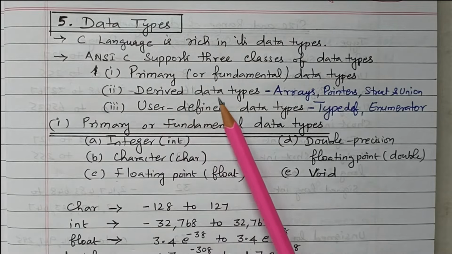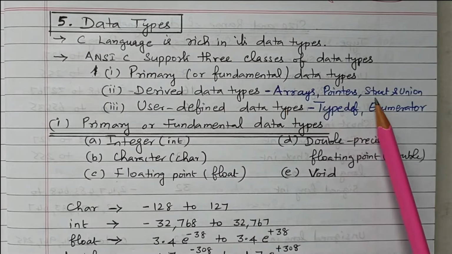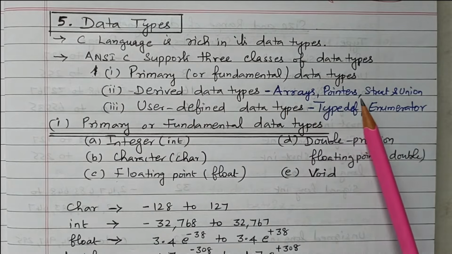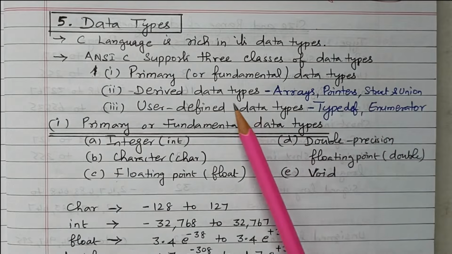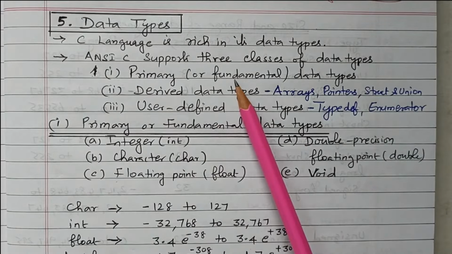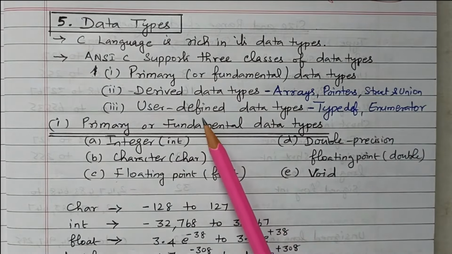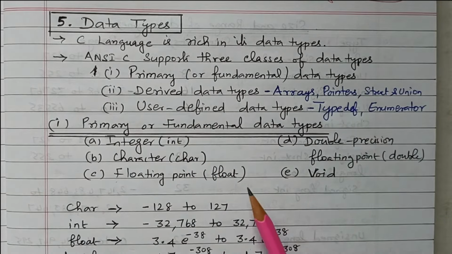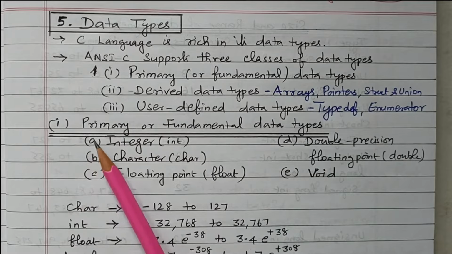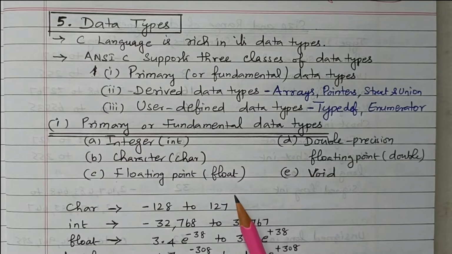The second one, derived data types, is the array, pointer, structure and union. These are all separate topics, available in separate videos also. In this video, we will discuss the primary or fundamental data type, the first one, and the third one, user defined data types, typedef and enumerator. First, we will see the primary or fundamental data type.